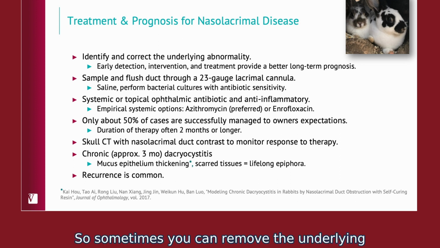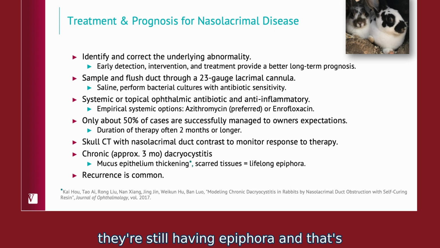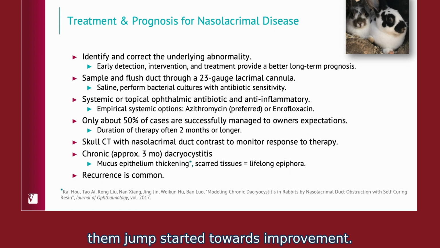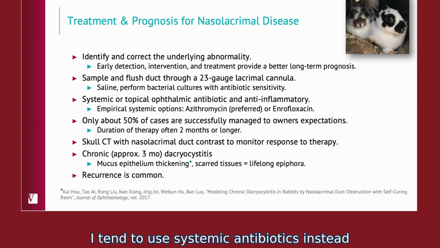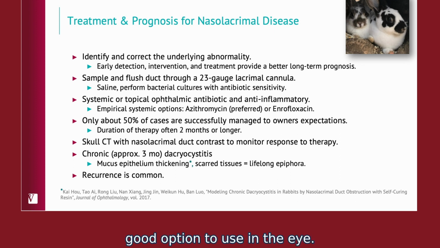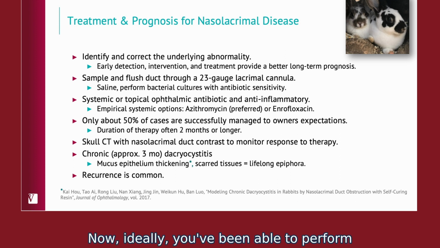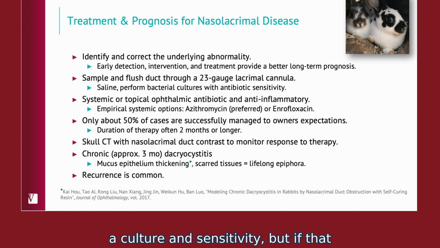So sometimes you can remove the underlying disease, so improve the malocclusion, but they're still having epiphora, and that's because some of that mucus or discharge has built up in the nasolacrimal duct. So if you can flush it, then that often will help get them jump started towards improvement. I tend to use systemic antibiotics instead of topicals, but certainly topicals are a good option to use in the eye. But I find that rabbits get irritated by ocular medication, so I just go ahead and do systemic antibiotics as well as anti-inflammatories.